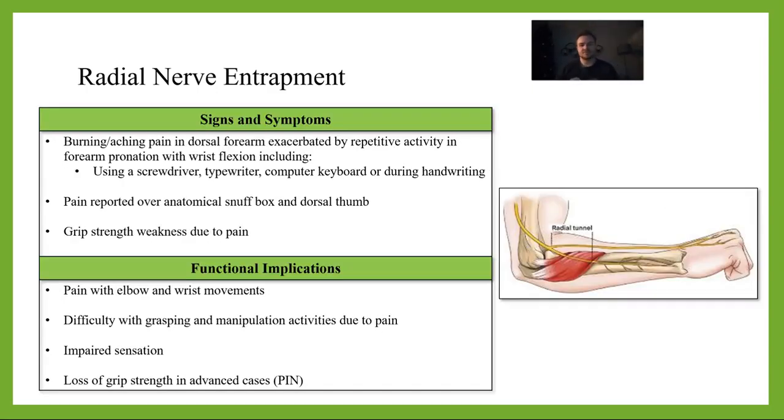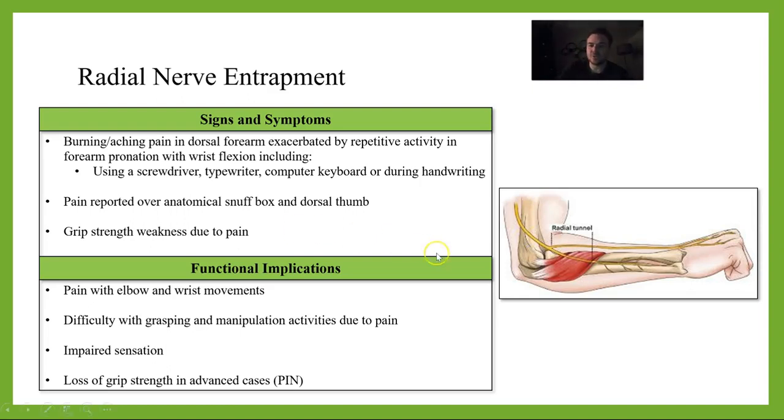Signs and symptoms: you're going to have burning, aching pain in the dorsal forearm, exaggerated by repetitive activity in forearm pronation with wrist flexion, including things like screwdriver, typewriter, computer, keyboard, and handwriting. Pain is reported over the anatomical snuff box and dorsal thumb. Grip strength is weak due to pain.